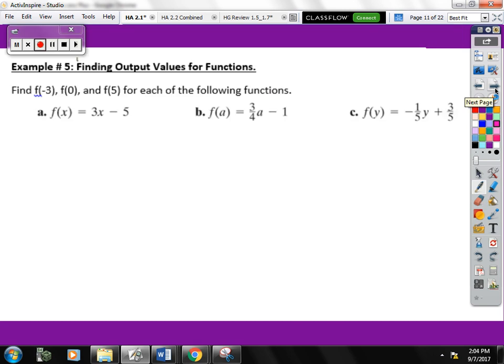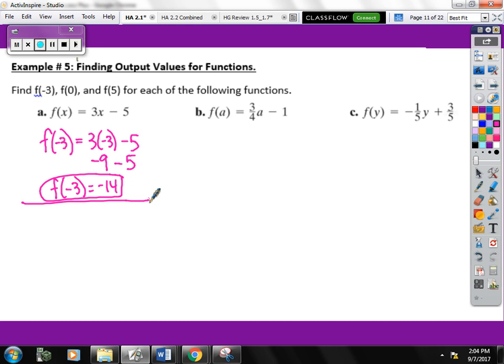Okay, we're going to do these without a calculator, though. We want to find 3 different evaluations. We're going to do negative 3, 0, and 5. So when we find f of negative 3, all I'm doing is plugging in negative 3. Some of you struggle without a calculator to do your order of operations, and some of you aren't using parentheses, and it's causing you to get the wrong answer. So 3 times negative 3 is negative 9, and negative 9 minus 5 would get me negative 14.